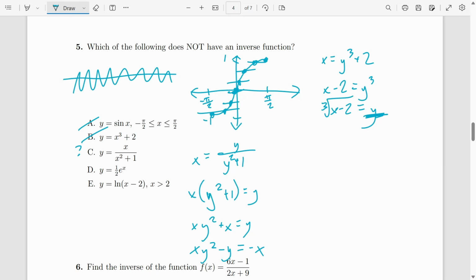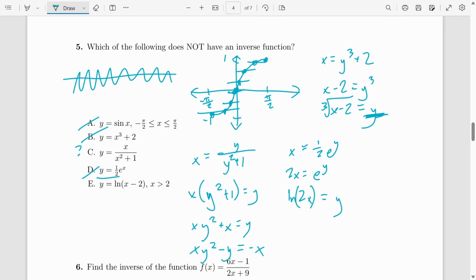And I guess maybe at the end of this, I'll pull up Desmos and graph this out, see if it passes the horizontal line test. All right, so now looking at D, y equals 1/2 e to the x. This one is looking more promising. To take the inverse, we get x equals 1/2 e to the y now. We can multiply both sides by 2 to get rid of the half. 2x equals e to the y. And now we can take ln of both sides to get y all by itself. So ln of 2x equals y. So yeah, this absolutely does have an inverse, so D is wrong.